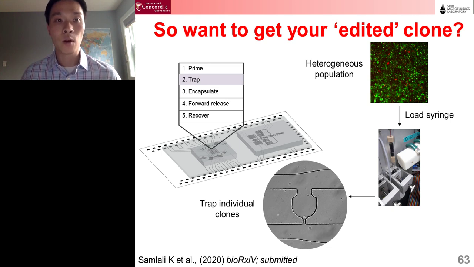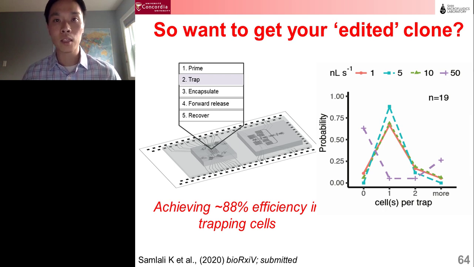And for sure, if you still have more questions, you can definitely email me or look at the publication. Here I'll start with the second step, where we trap the cells from the heterogeneous population. We take that population, load it into the syringe, and then flow it into our device, where it traps the individual clones. We tried different flow rates, and as you can see from our characterization, with 5 nanoliters per second as a flow rate, we can achieve the maximum efficiency of our device, around 88%, which is great.